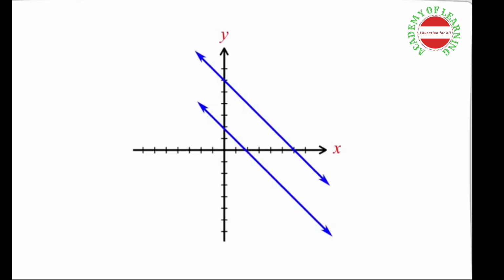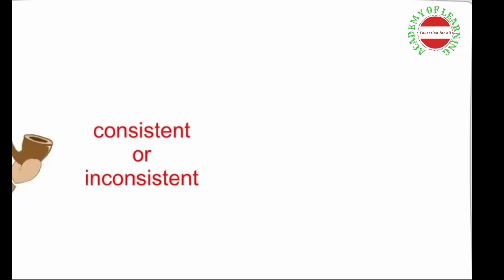intersect. And a system composed of two identical lines has an infinite number of solutions, since identical lines intersect at an infinite number of points. These three types of systems are characterized by two attributes. The systems can be either consistent or inconsistent, and the equations in the system can be either dependent or independent.